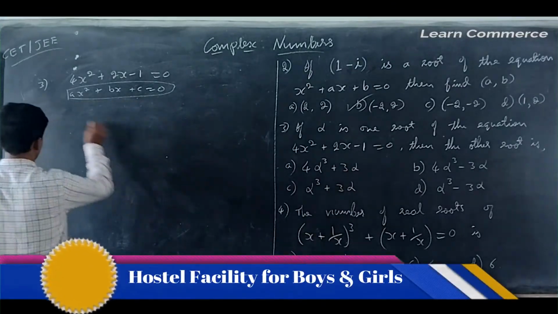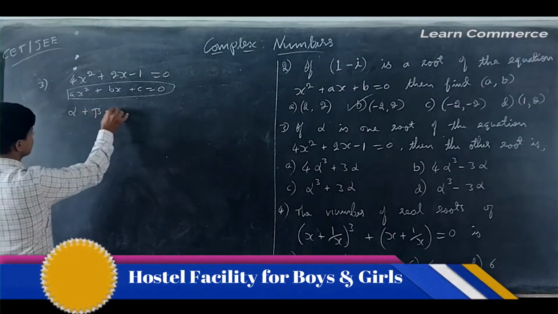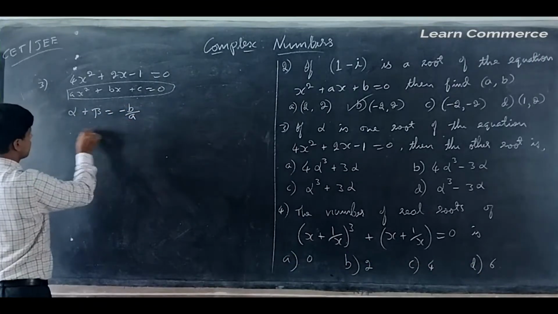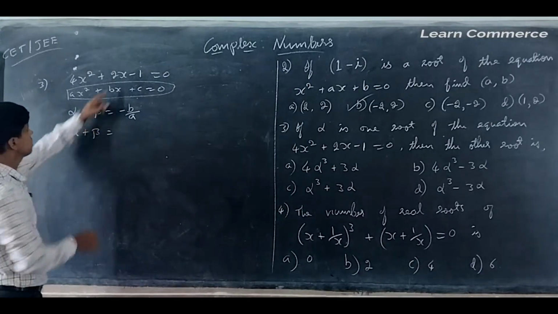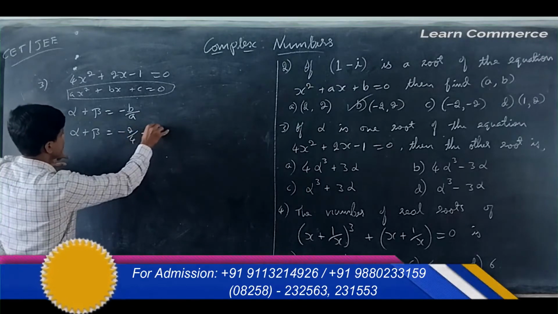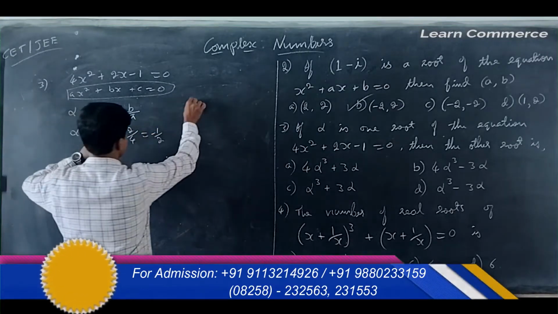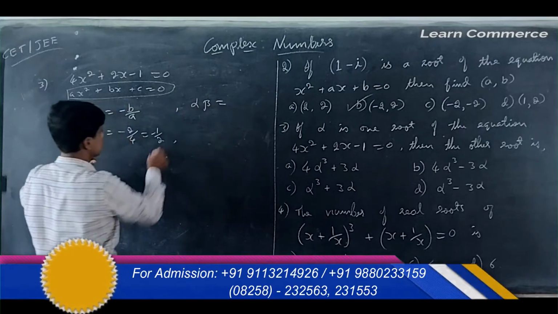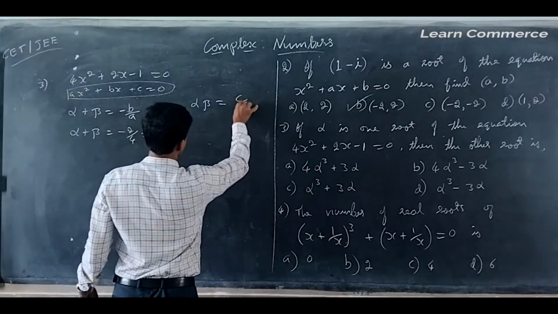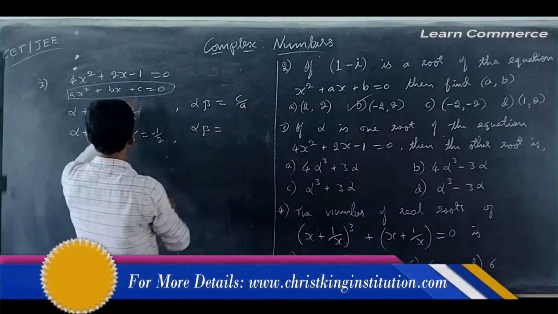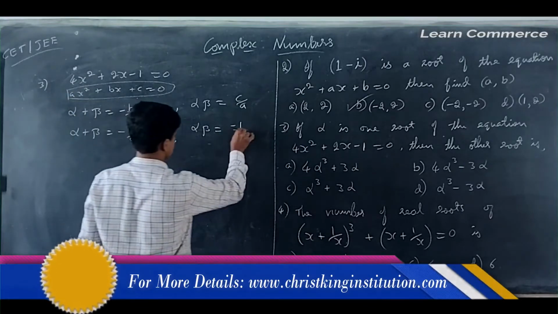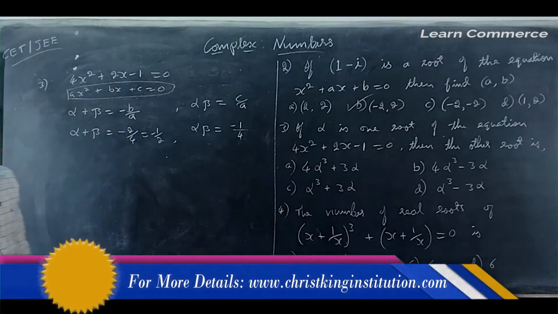So what is the sum of the roots? The sum of the roots is minus b by a. Hence, minus b is minus 2 by 4, which is minus 1 by 2. And then what is the product of the roots? The product of the roots is c by a. Here c is minus 1 and a is 4, so minus 1 by 4.